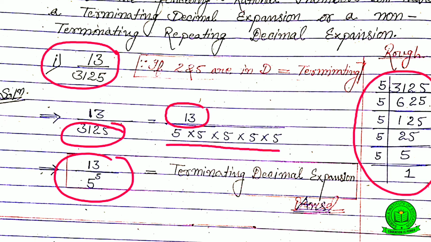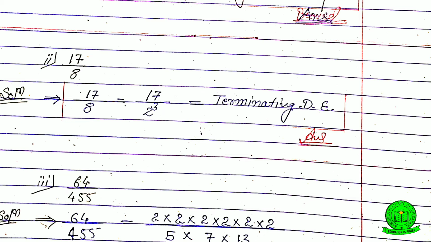I have told you that if in the denominator only 2 and 5 are there, then it will be a terminating decimal expansion. Here is 5, so it will be a terminating decimal expansion. In the same way you have to solve question number 2 also. You can take a screenshot.